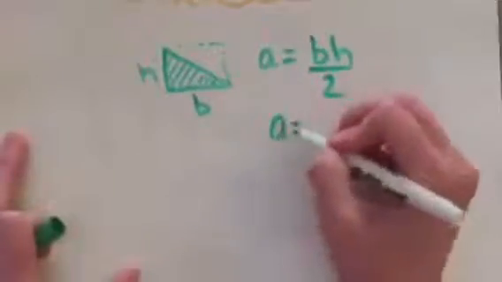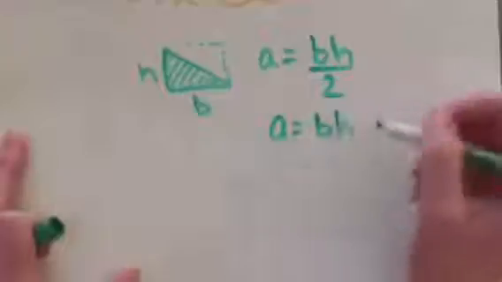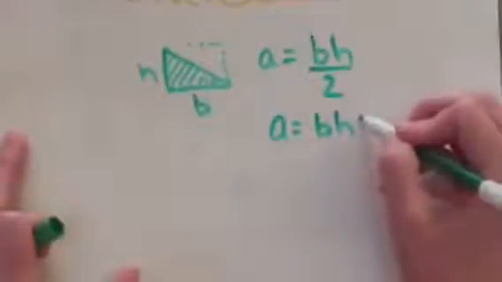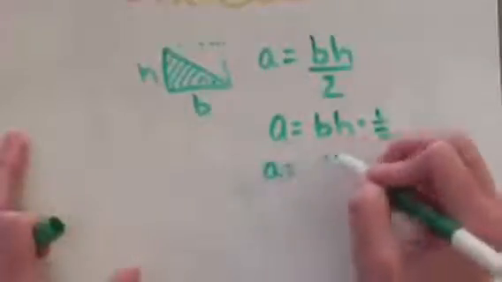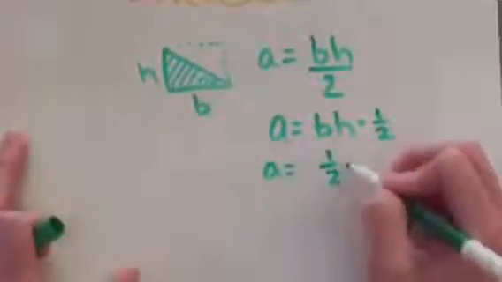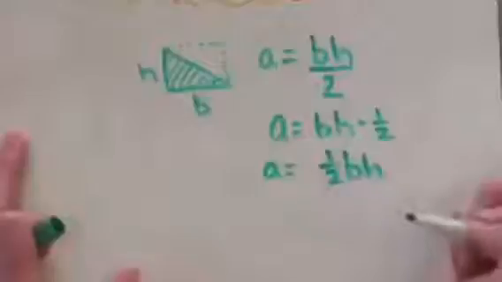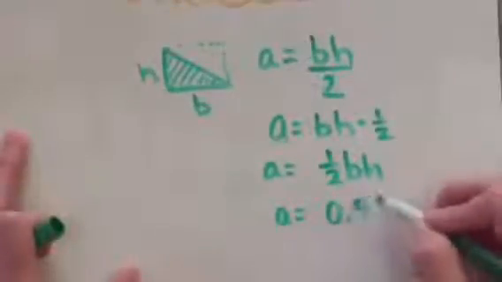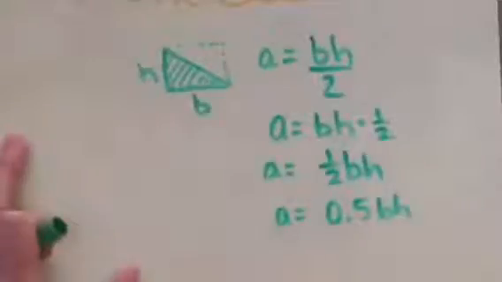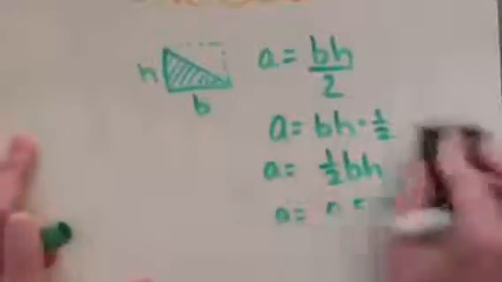You could also write that as base times height times 1/2, or some people write 1/2 base times height. There's a whole bunch of different ways that you could write it. Okay, the concept is the same.